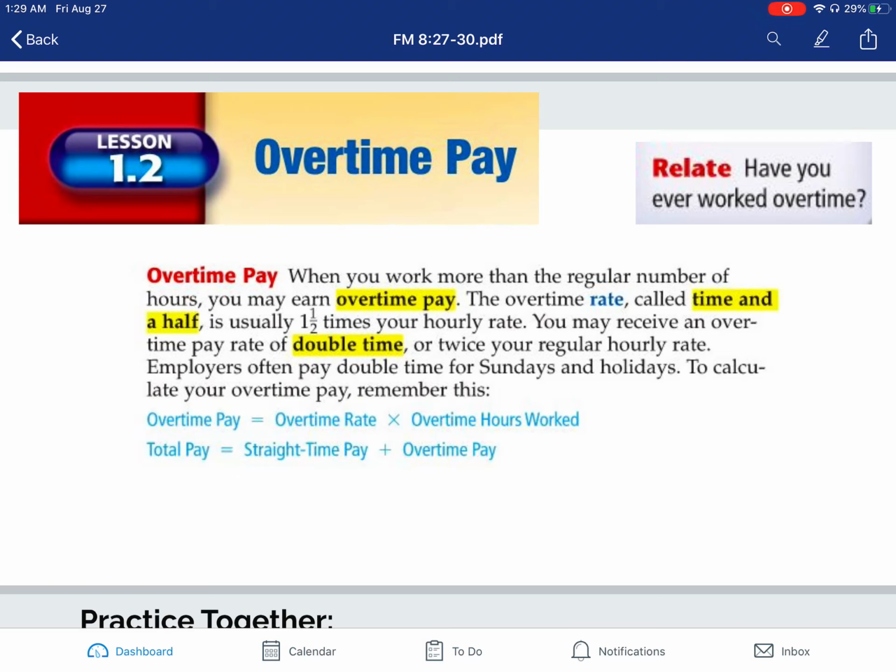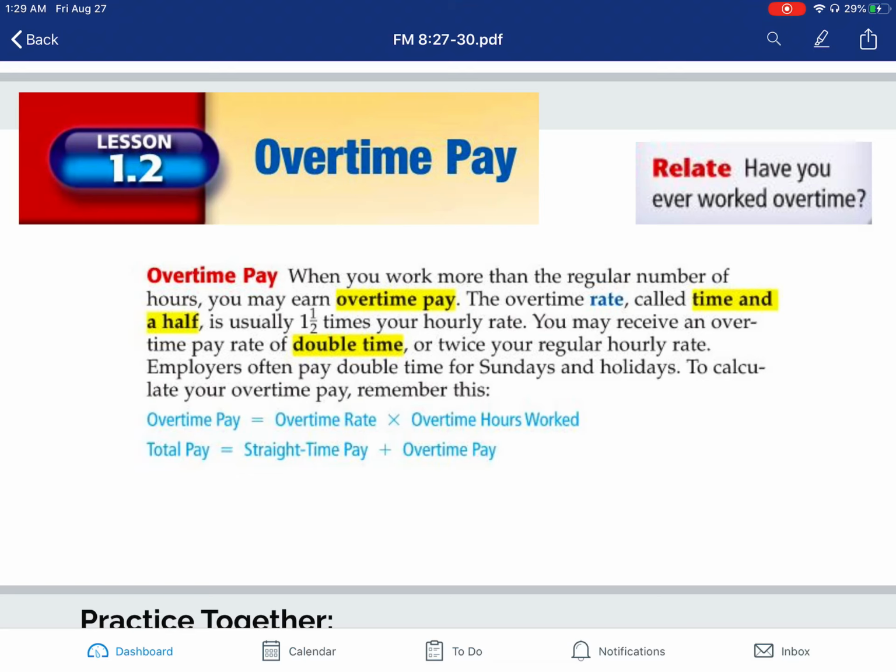Sometimes, not often, but if you work on holidays or if you work on Sundays, your employer might give you double time. So there's a difference between overtime and double time. Double time is exactly what it sounds like. You get paid twice the amount. Overtime pay is when you get paid 1.5 times your regular pay.